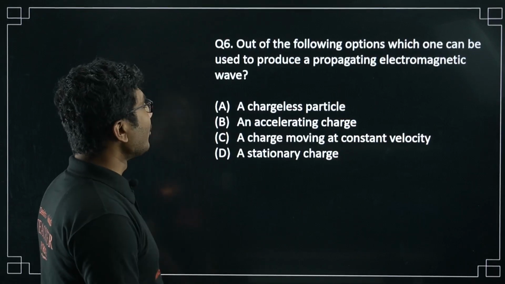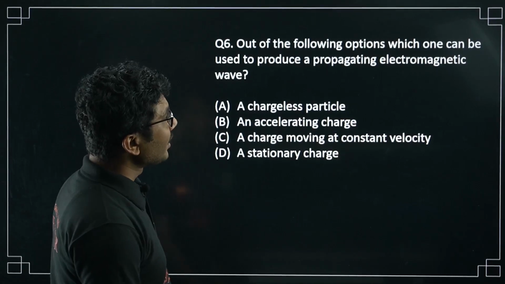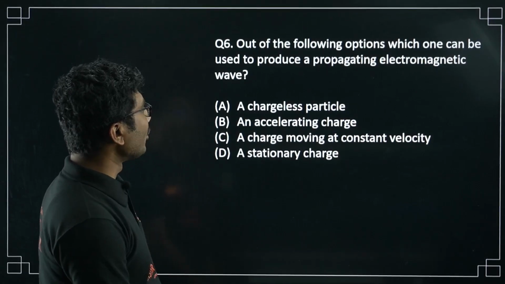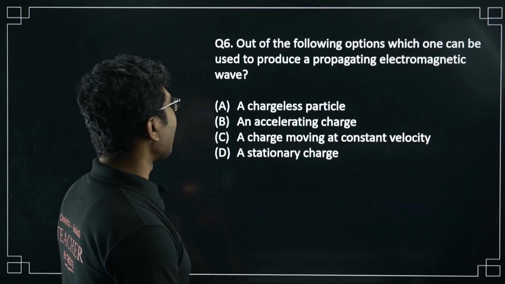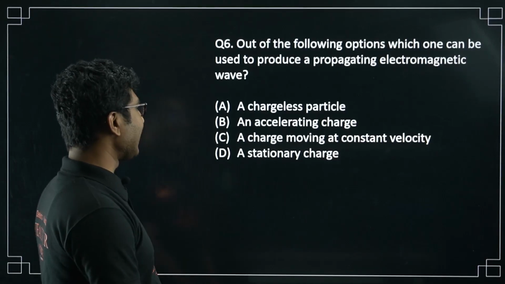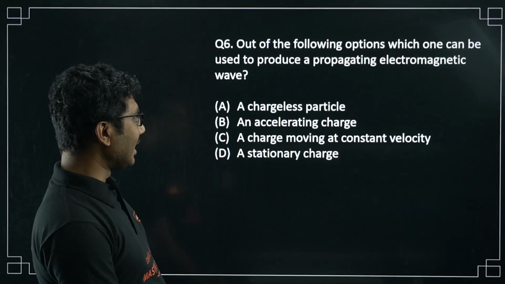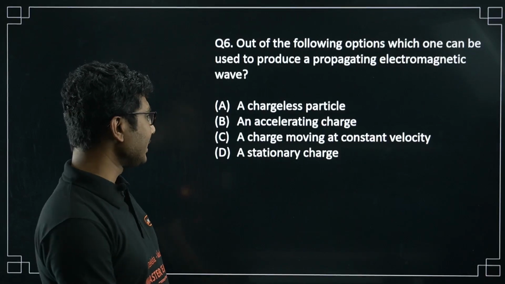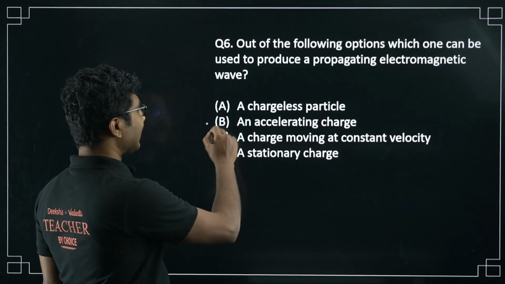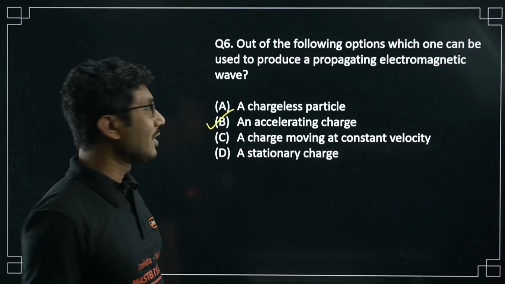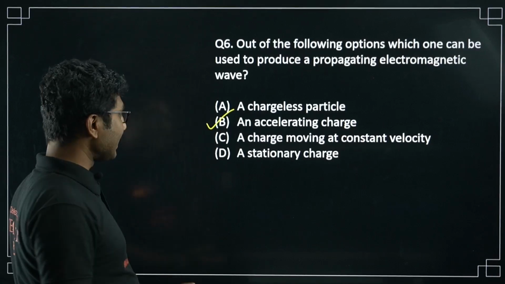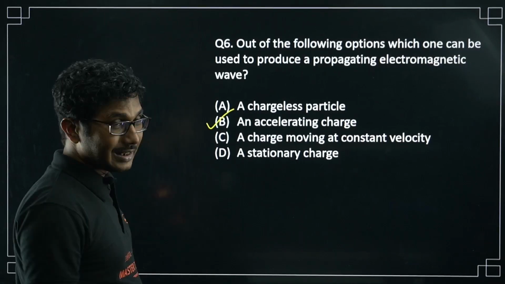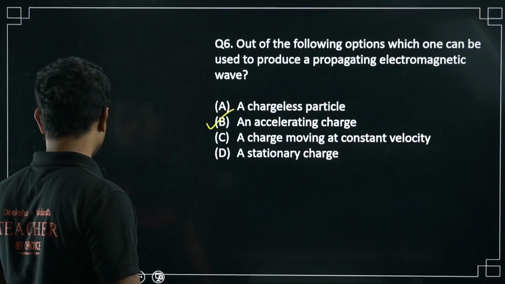Let's see. Out of the following options, which one can be used to produce a propagating electromagnetic wave? A chargeless particle, an accelerating charge, a charge moving at constant velocity, or a stationary charge. Only an accelerating charge can produce an electromagnetic wave. Steady charges, static charges or chargeless particles definitely cannot produce an electromagnetic wave.